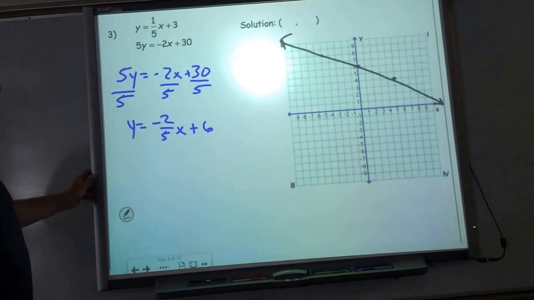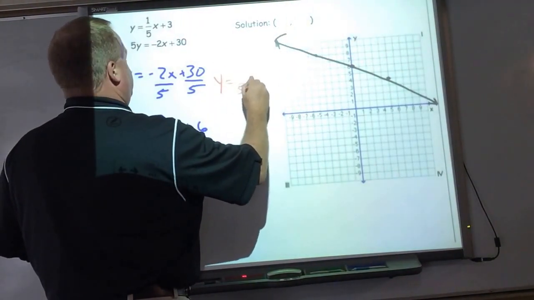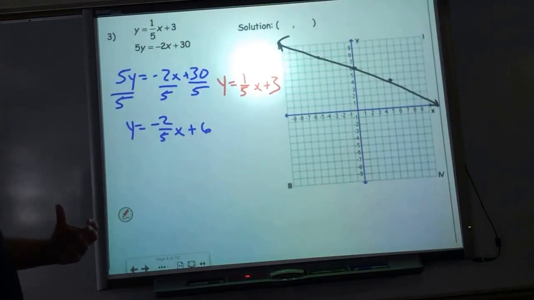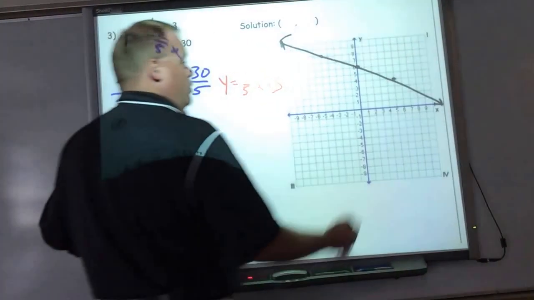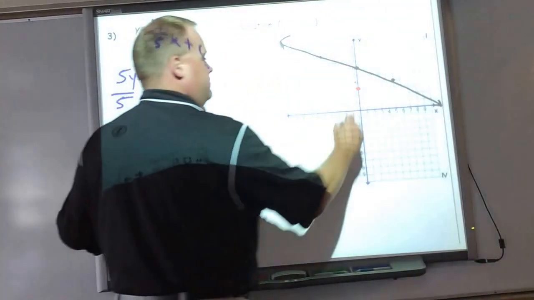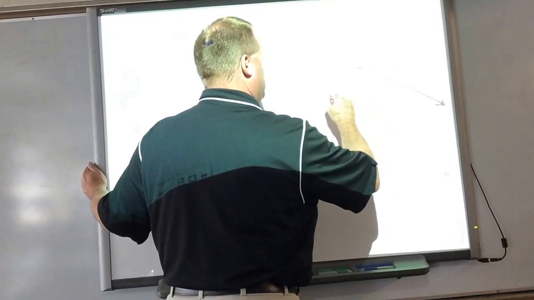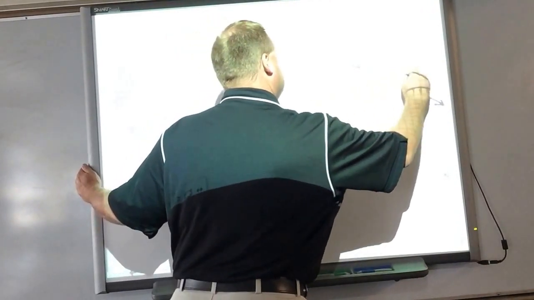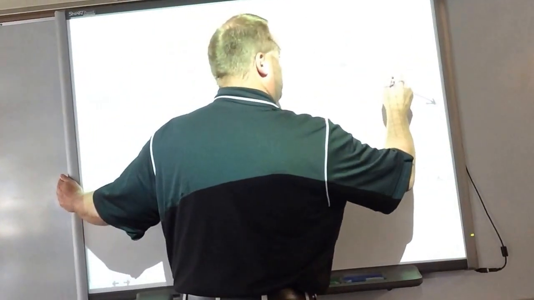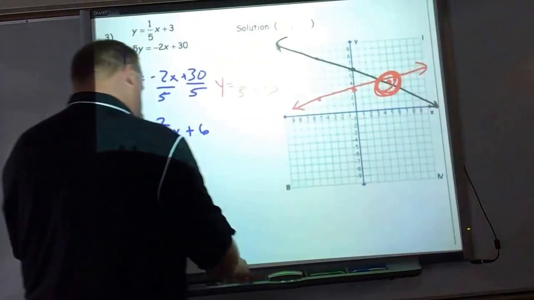Well, the first equation is y equals 1/5 x plus 3. That's in slope-intercept form, so we can plot the y-intercept of 0, 3. My slope is 1 over 5. Up 1 over 5, down 1 over 5. I missed my line a little bit, but you're going to see where they cross. They cross right there.